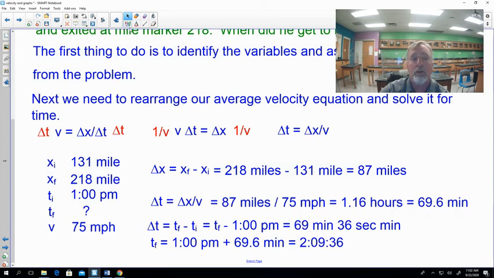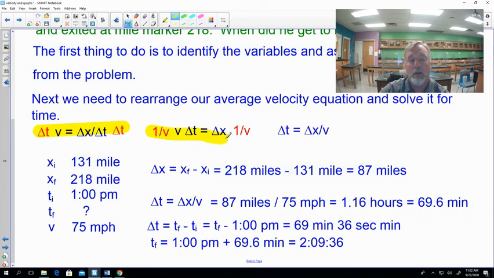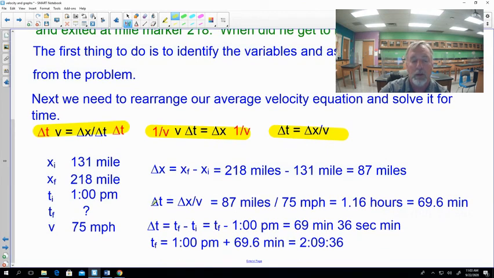Here are a couple of things I want you to see. Let me get out my highlighter. We had to rearrange our equation. We started with our base equation, did a couple of rearrangements, and ended up with delta T equals delta X over V. Note that our equation doesn't have TF, TI, XF and XI explicitly written in it. They're hidden inside of our delta T and our delta X. Since we can't figure out delta T just from what the problem gave us, we have to do the calculation. We did, and found that our delta T was 69.6 minutes.